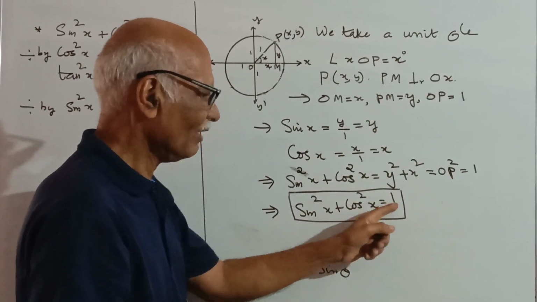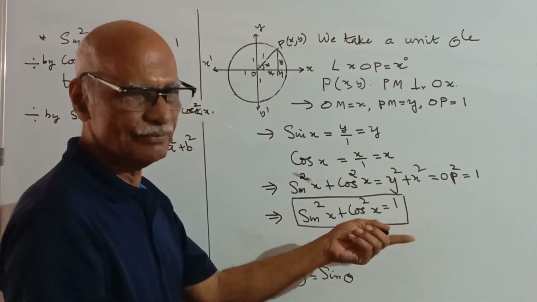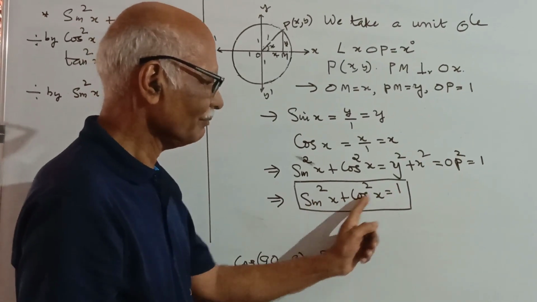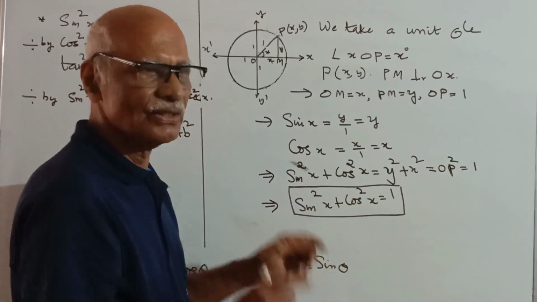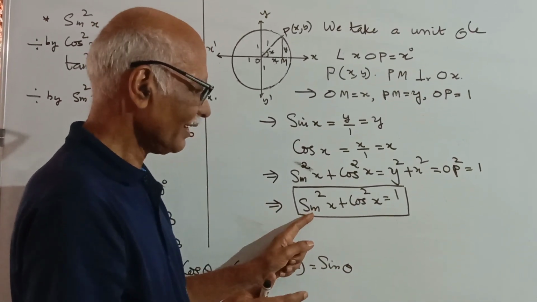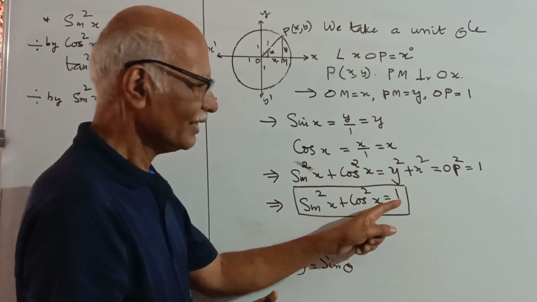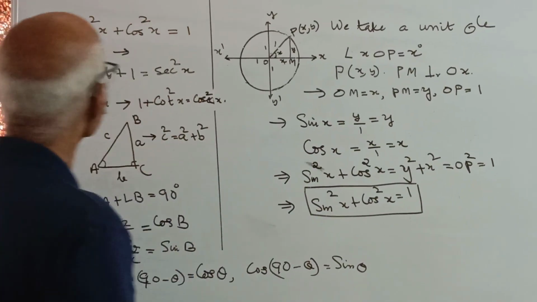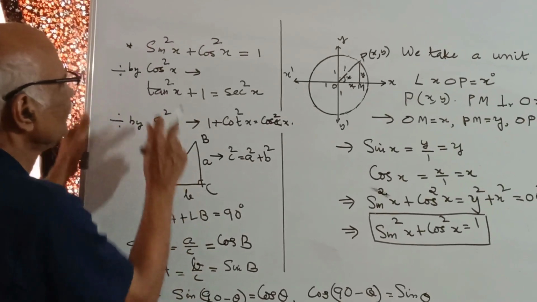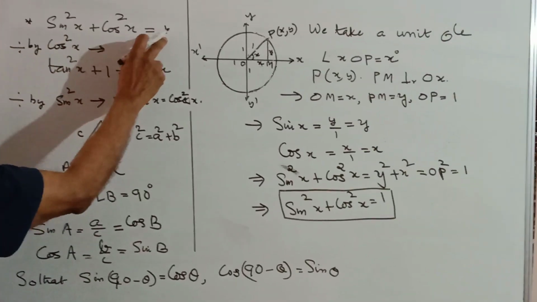Cos squared x is 1 minus sin squared x. Same thing, sin squared x is 1 minus cos squared x. Same thing. So always sin squared x plus cos squared x is 1. Now we move to that result. Sin squared x plus cos squared x is 1.